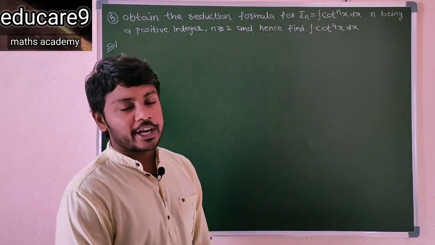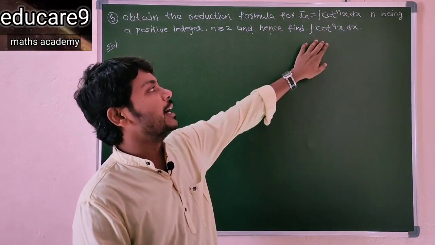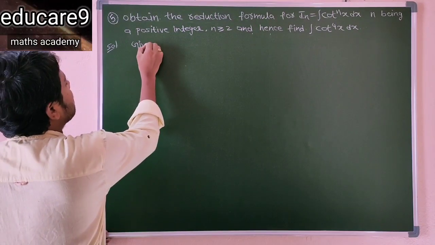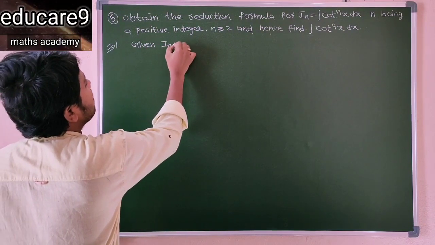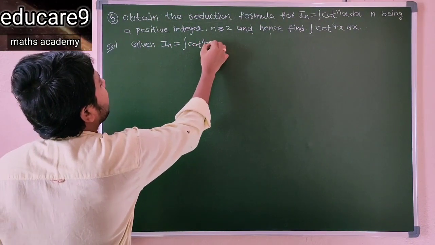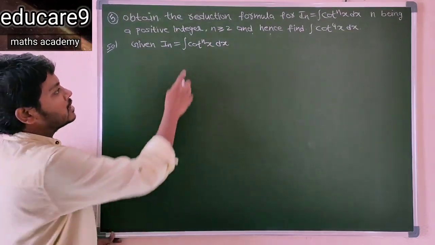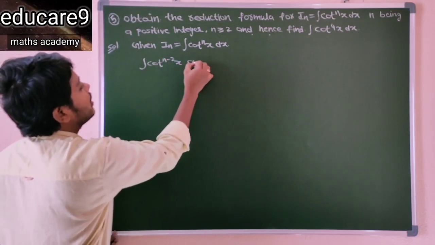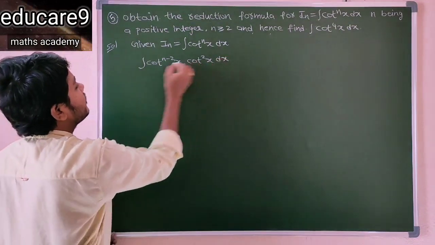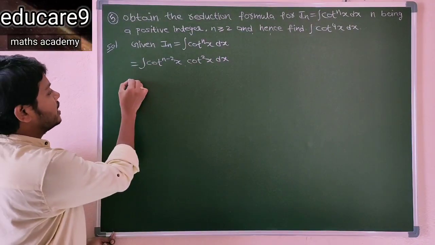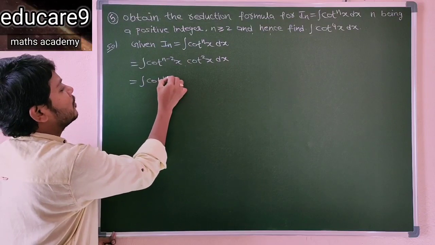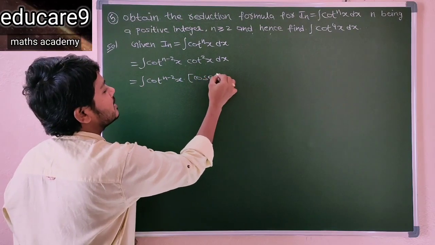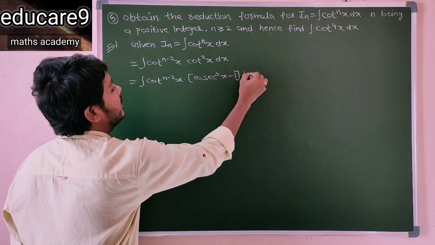Obtain the reduction formula for integration of cot^n x and find the value of integration of cot^4 x dx. Given I_n is equal to what? Integration of cot^n x dx. See here, this cot^n x, write as cot^(n-2) x cot^2 x dx. Now this can be written as integration of cot^(n-2) x, cot^2 x written as cosec^2 x minus 1, dx.